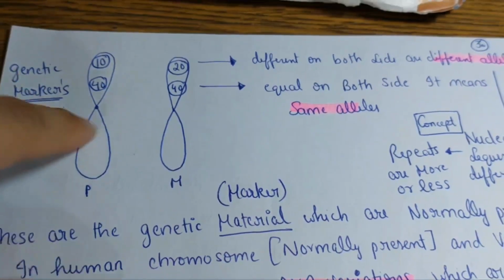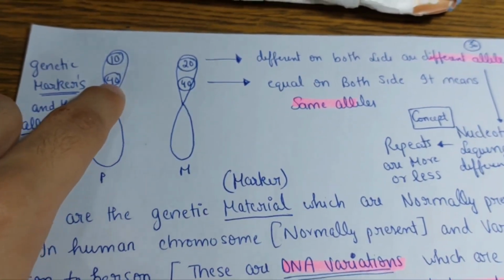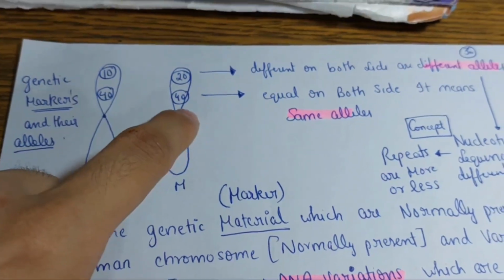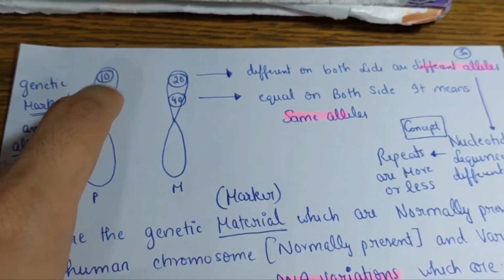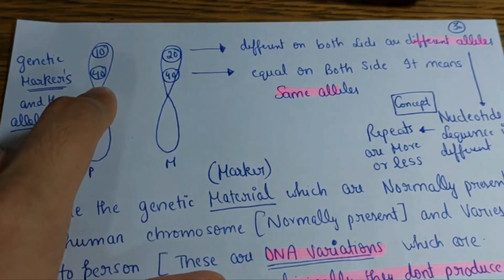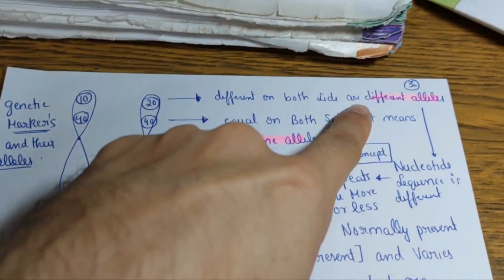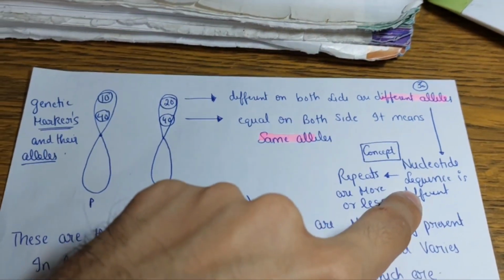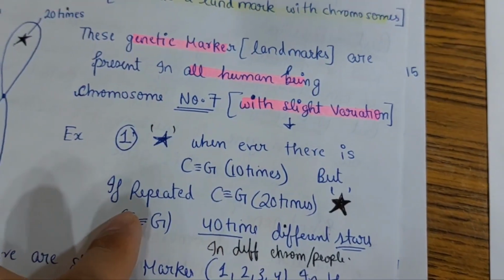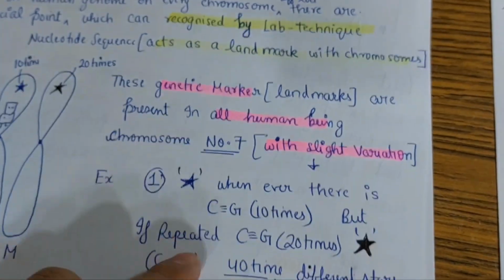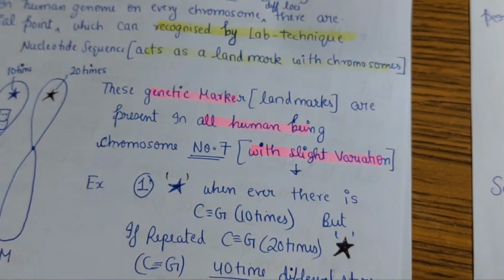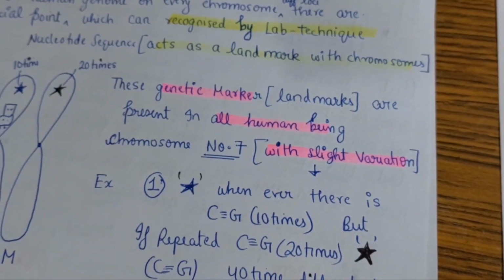Then it can also be possible that if we have a blue man here and also a blue man there, they will have the same number of repeats, 40, because they are both blue and both men. So if they are equal, we can say that they are the same alleles. For different alleles, the concept is that only the nucleotide sequence is different, as we had here C triple bond G 10 times, that is the blue star, and C triple bond G 20 times, that is the black star. So this is one of the concepts of genetic markers.